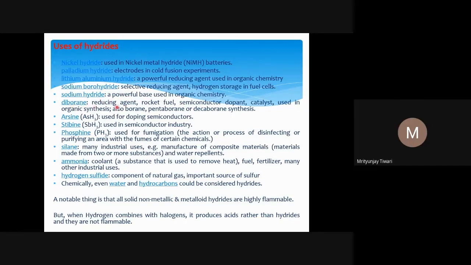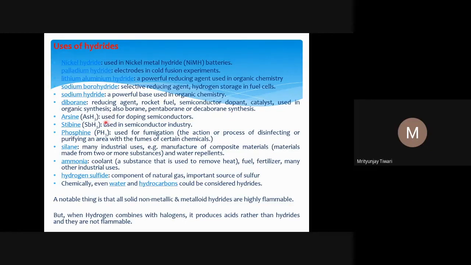Diborane is B2H6. It is used as a reducing agent, and when you see the anti-Markovnikov way of reduction, you will see the use of diborane in organic chemistry. Diborane is also used in rocket fuel. It is used as a semiconductor dopant; we dope semiconductors to enhance their electroconductivity. It is also used as a catalyst, in organic synthesis, and in the synthesis of pentaborane and decaborane.